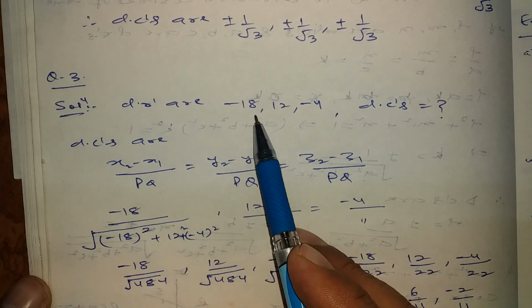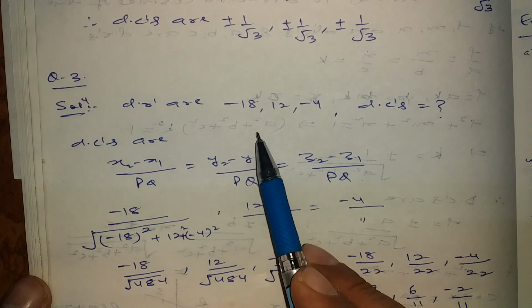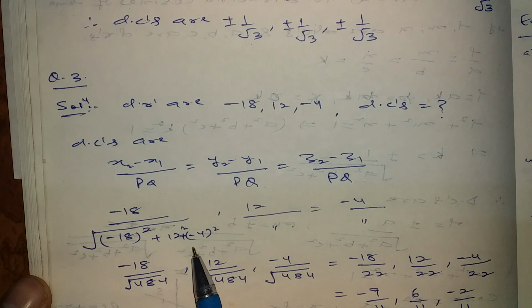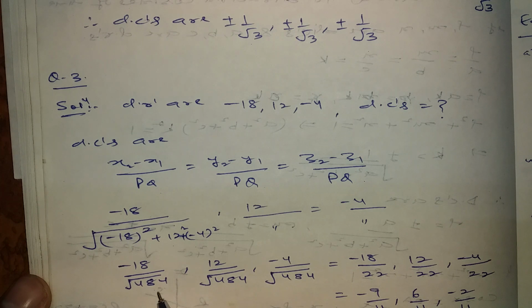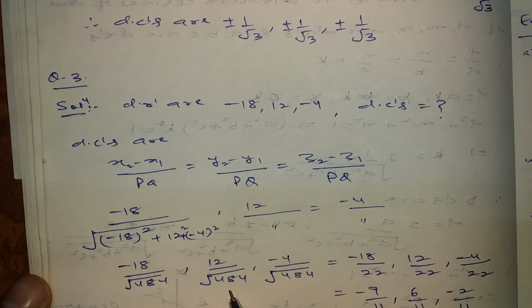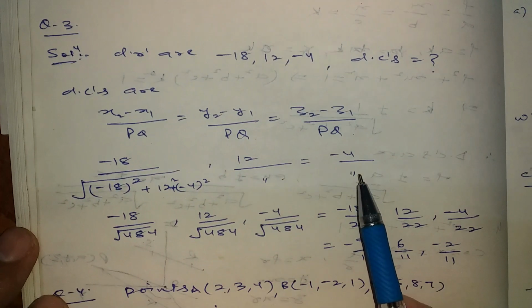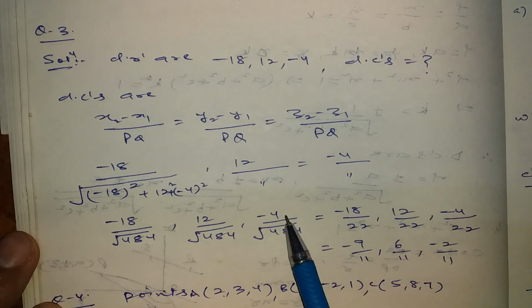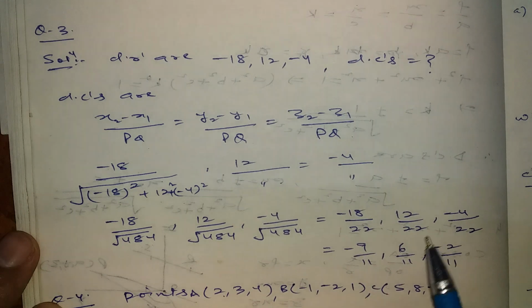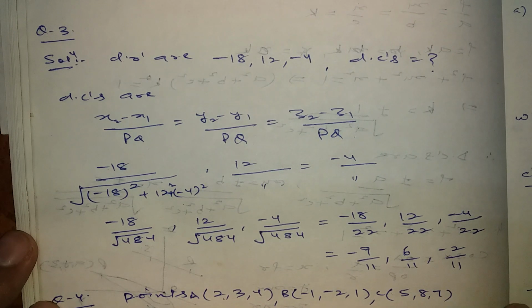Now this is -18 upon the distance, square root of (-18) squared plus 12 squared plus (-4) squared. So this will be 484 on calculation. Square root of 484, this is 12, 12 upon the same will follow, and the third is -4, so -4 upon root 484, and then calculate this, you will get the direction cosines.